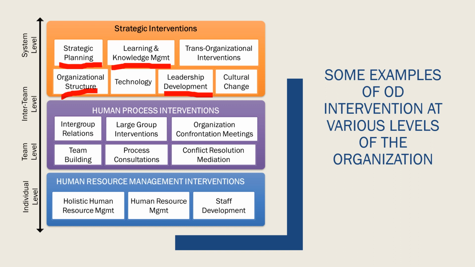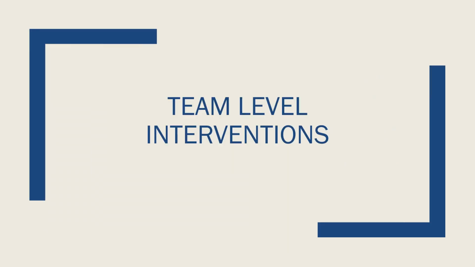Ngayon, pag-usapan natin yung sa team level at saka sa individual level. Some would call it the team level at saka inter-team level. Some would call it human process interventions because this is very much related to relationships, processes. And then later on, we will also look at the individual level, which some would categorize as human resource management interventions. Okay, let's go to team level interventions.